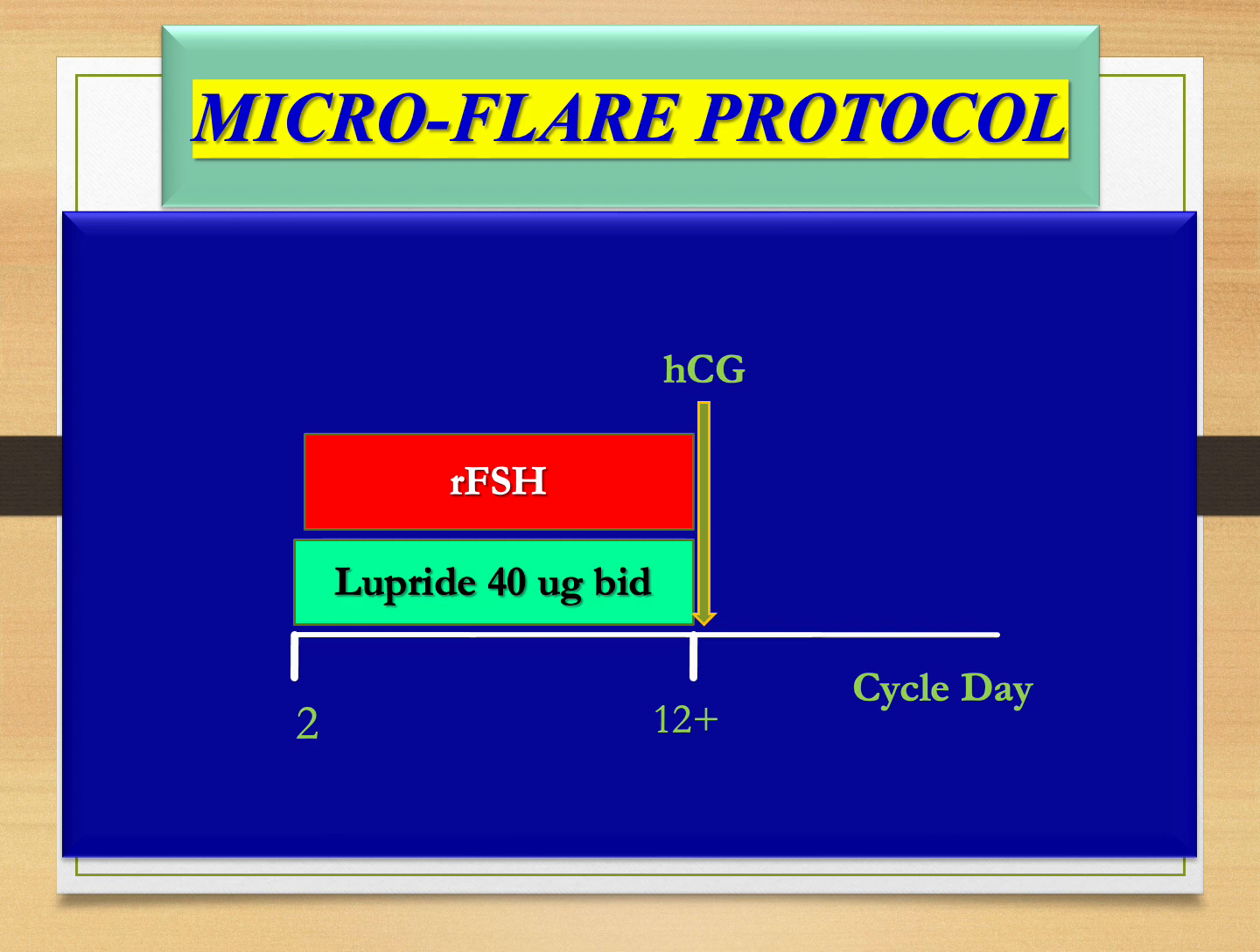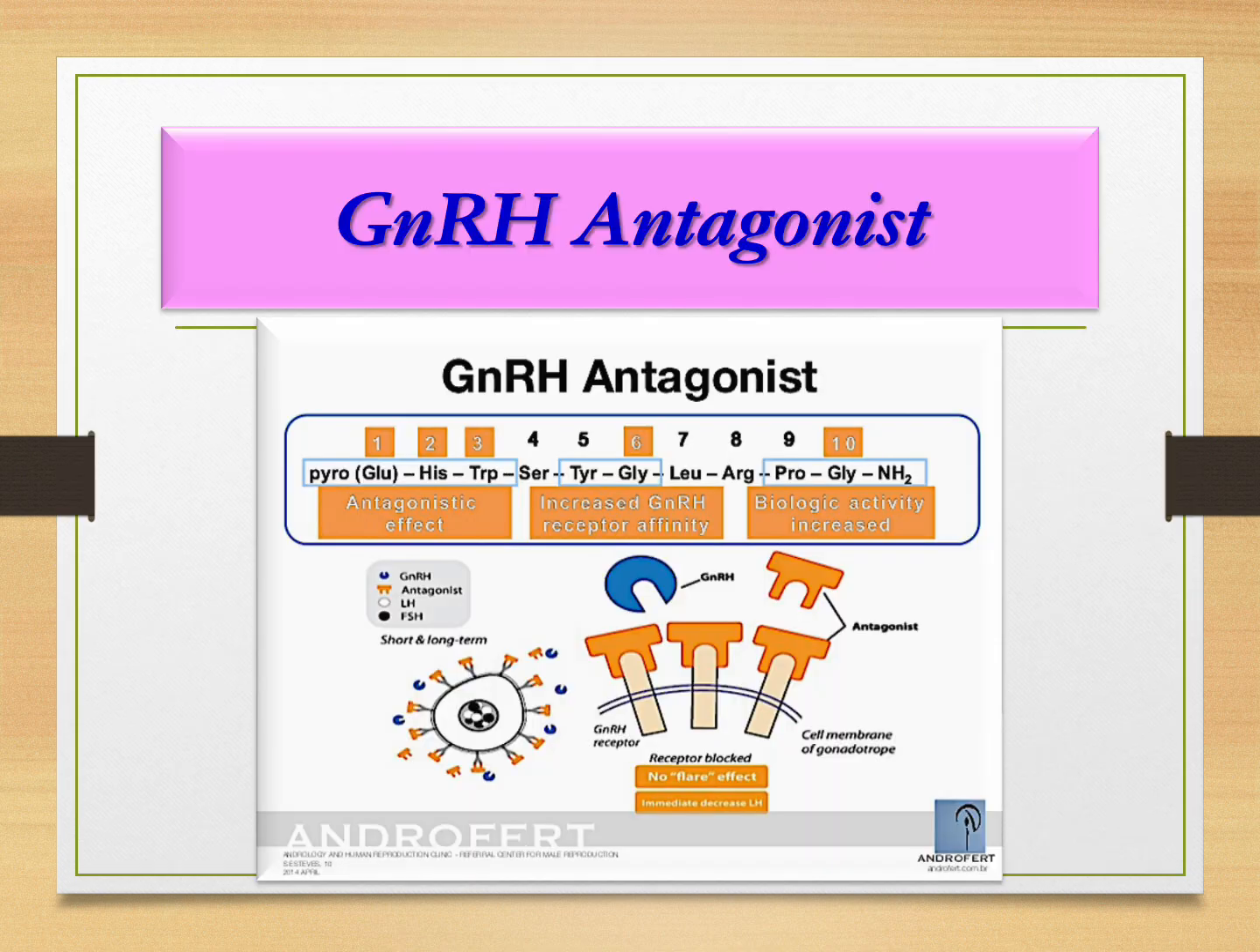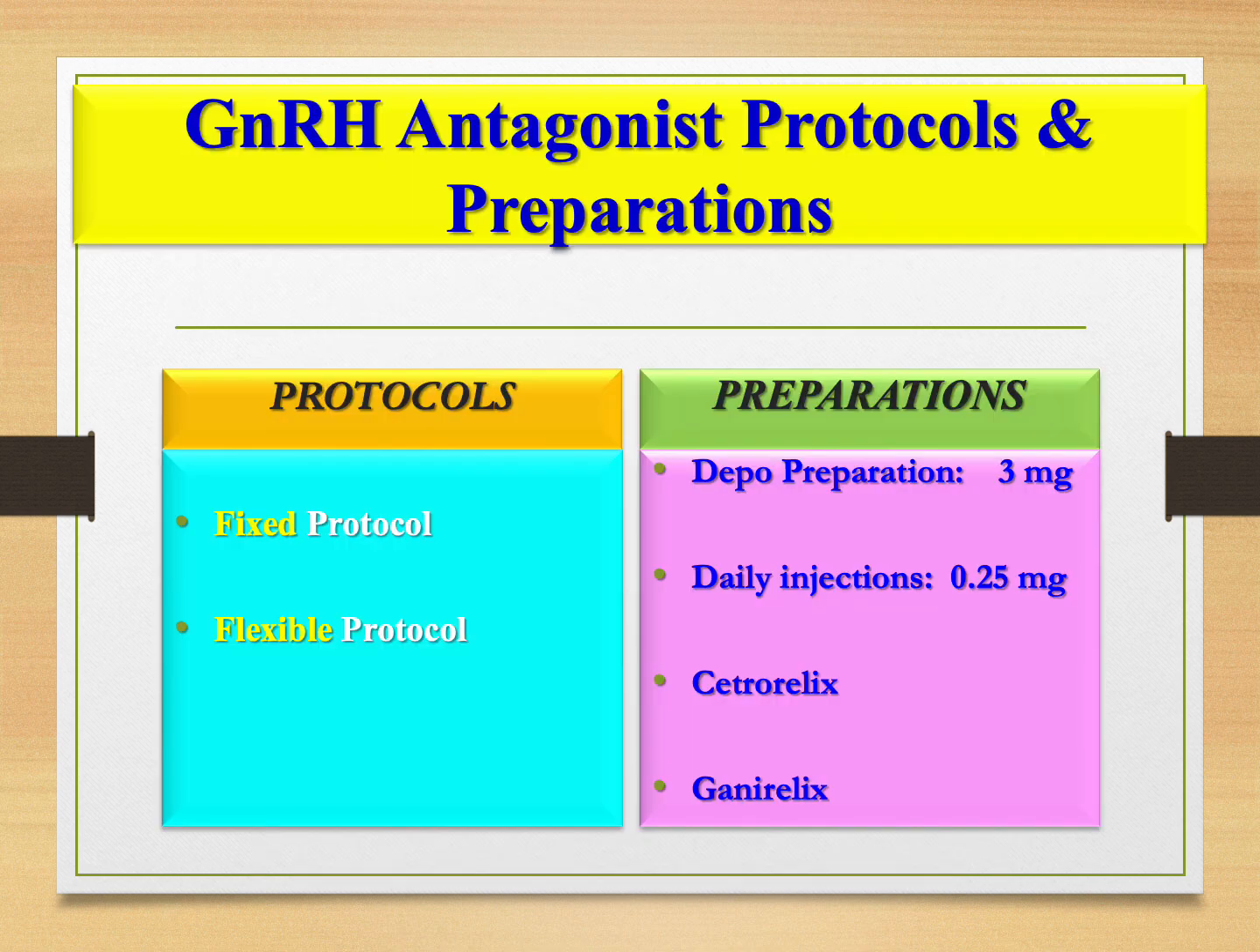Now coming on to the GnRH antagonist. What is an antagonist? The antagonist leads to immediate pituitary suppression, so there will not be any flare-up effect. What are the protocols which are available? Fixed protocol and flexible protocol. What is the difference between fixed and flexible?